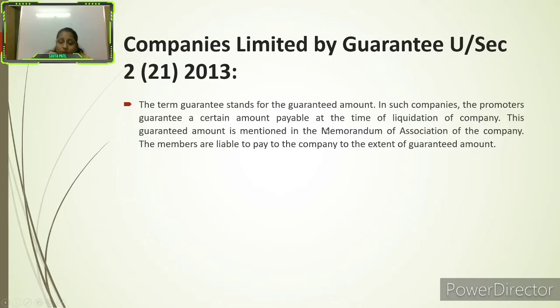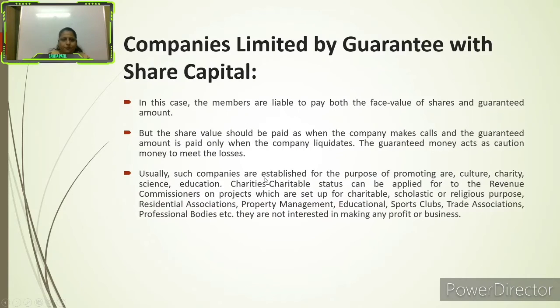This is one of the most important documents required for the formation of the company. Here the members are liable to pay to the company to the extent of the guaranteed amount. Whatever the guaranteed amount mentioned in this document, they must pay it. This is called a company limited by guarantee.